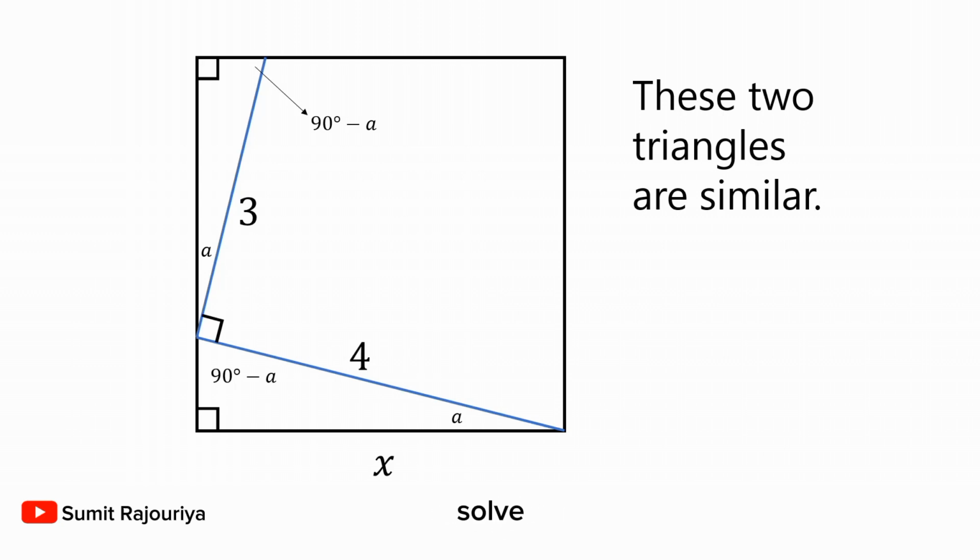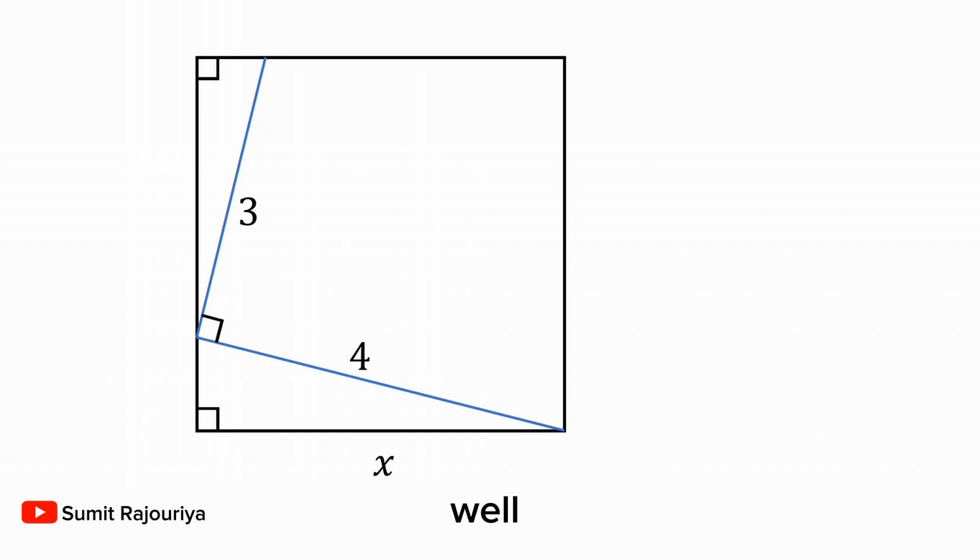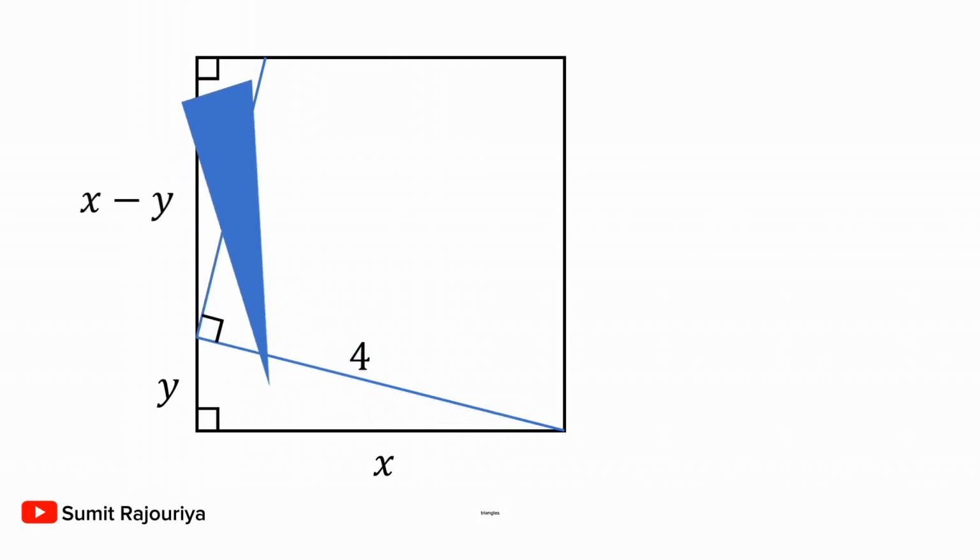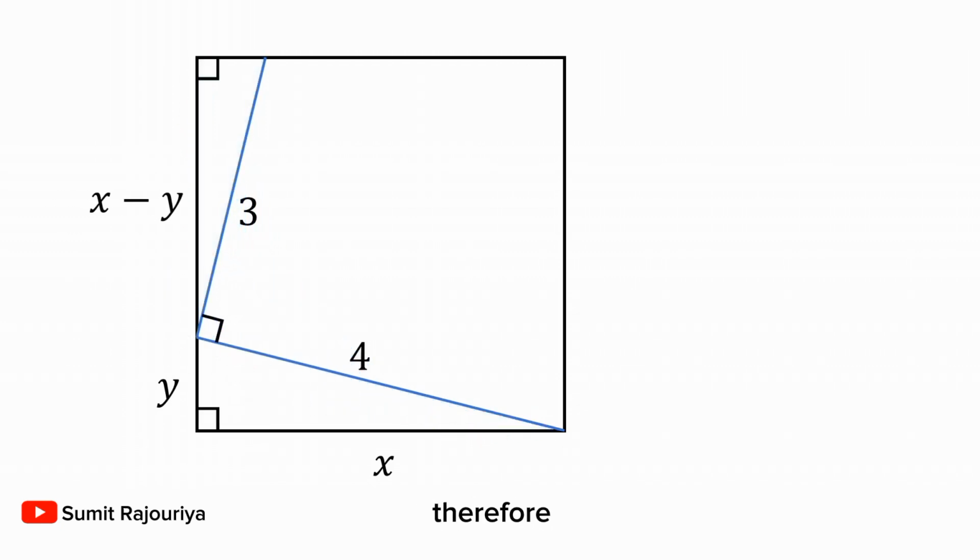But how does that help us solve the problem? Well, let's label the shorter side of this triangle as y. Since the entire side of the square is equal to x, this distance will be x minus y. Now we use the property that these two triangles are similar. Therefore, the ratio of their long leg to their hypotenuse will be equal.